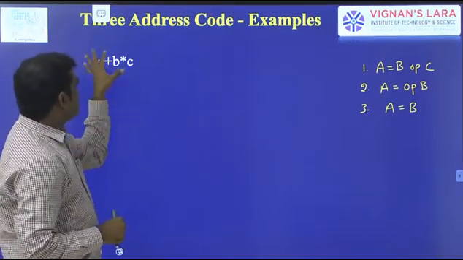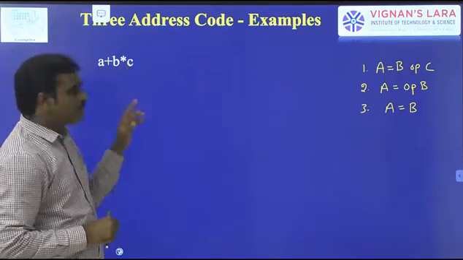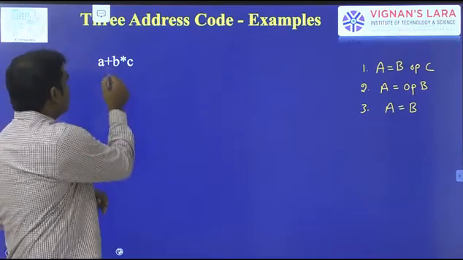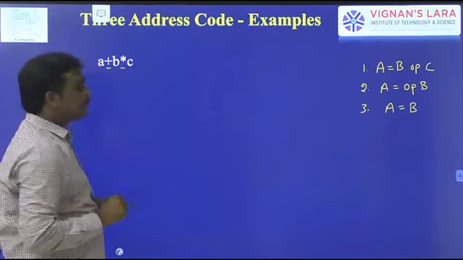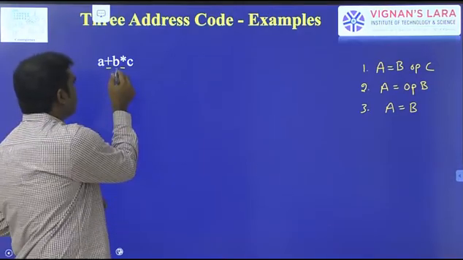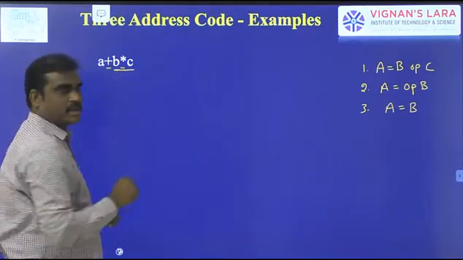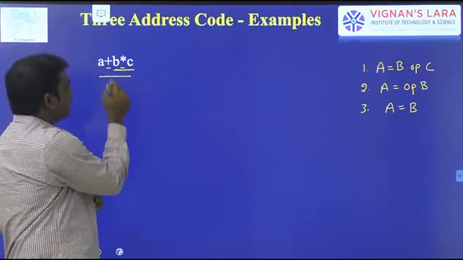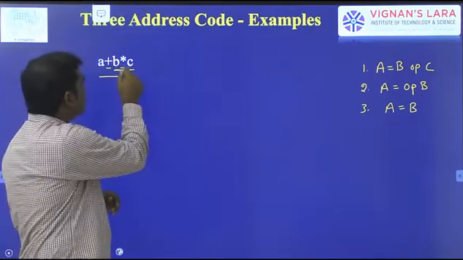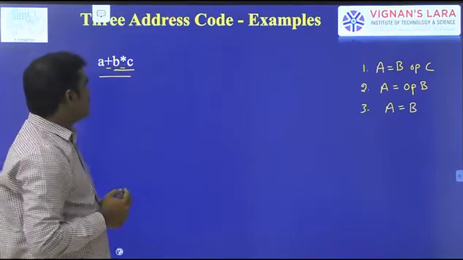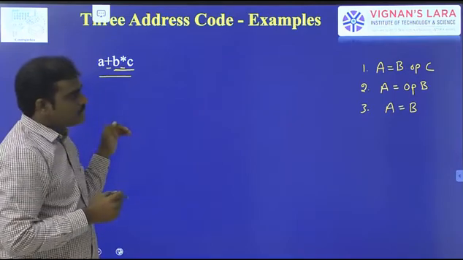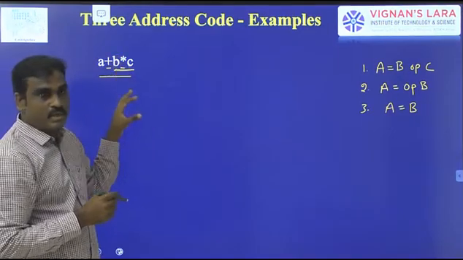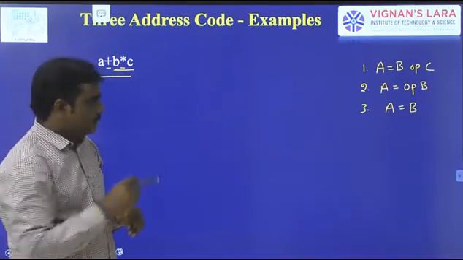Here the given statement contains two operators: plus and star. Based on the priorities, first we have to perform the multiplication operation, and then we have to add. So A plus B star C value. Here we are converting this statement into a three address code statement.